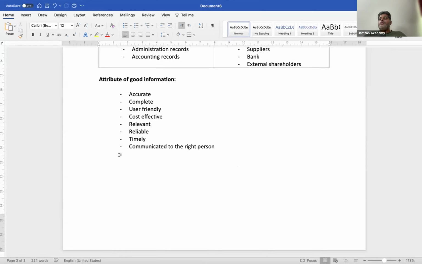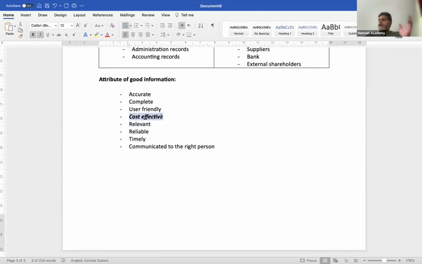So the information which I give should be user friendly, so that the user who has to use the information at the end of the day can at least understand what is written there. Then the fourth point, cost effectiveness. This is the most important point here.